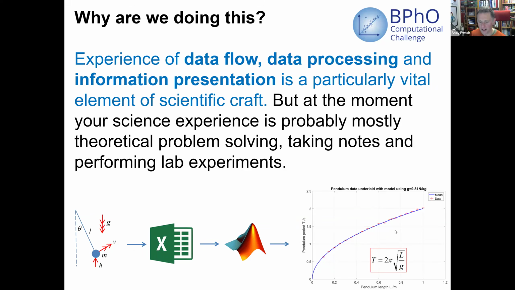All right, so we're going to lift the lid of this process, and it might be slightly different to how you've experienced school science, because you've been, as it says here on the slide, probably mostly doing some problem solving, taking some notes, performing some lab experiments, but perhaps you've not really appreciated exactly what subset of that is what you're going to be doing after you leave education. All right, so I think it's important to understand where we're going with this, because we want all of you to keep going with physics forever.